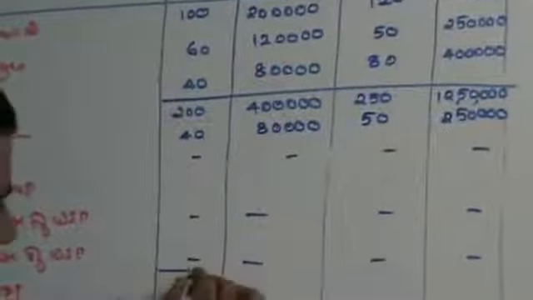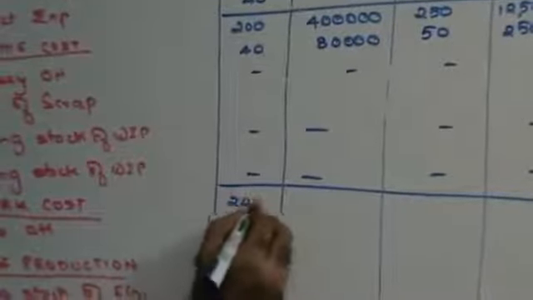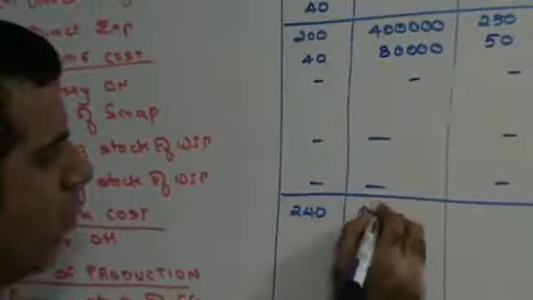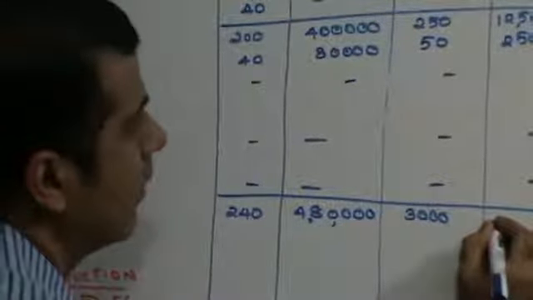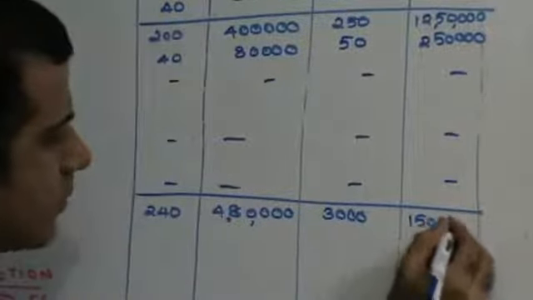Then there is no sale of scrap in this sum. There is no opening stock of finished goods, there is no closing stock of finished goods. So when you add this, you will get work cost. So work cost is going to be 240 and 4,80,000. This is 300 and 15 lakhs. Fine, do you get this thing here?